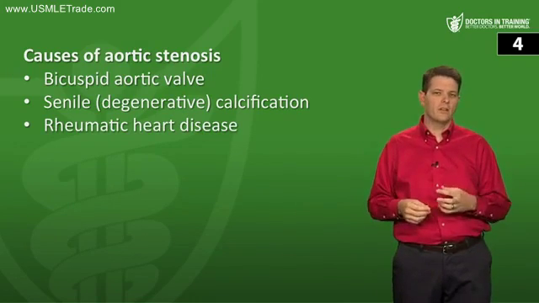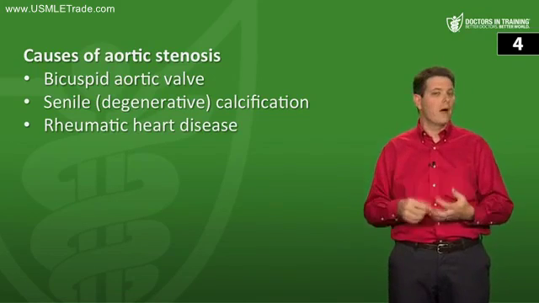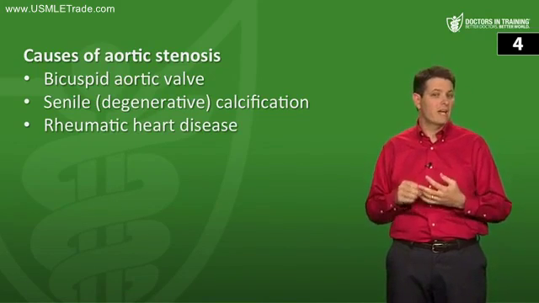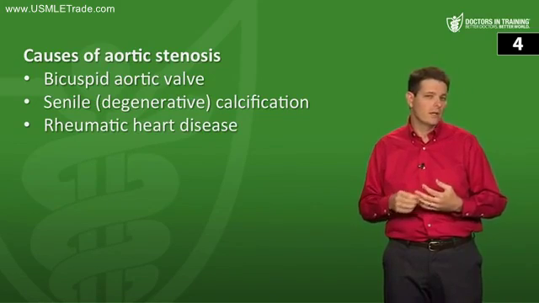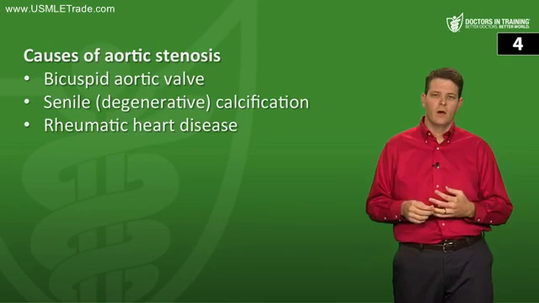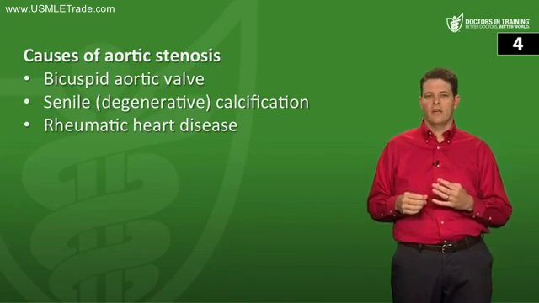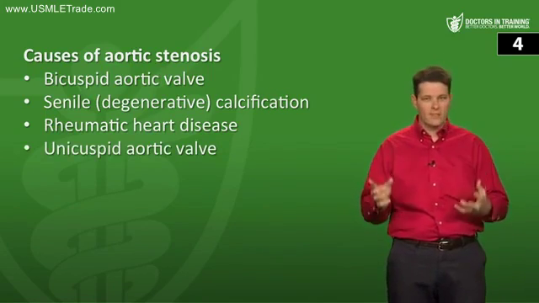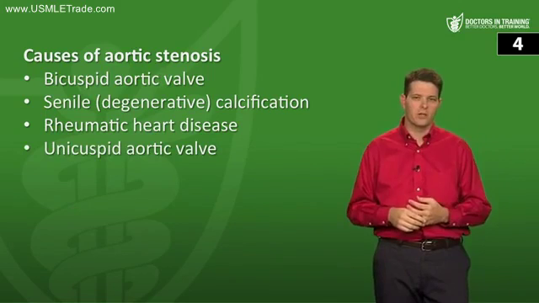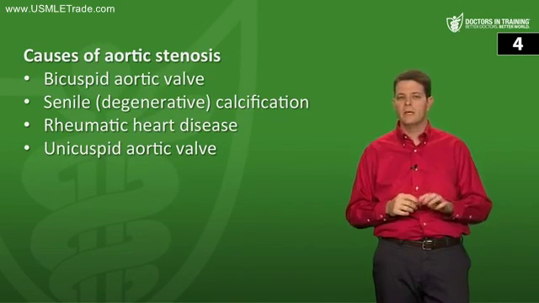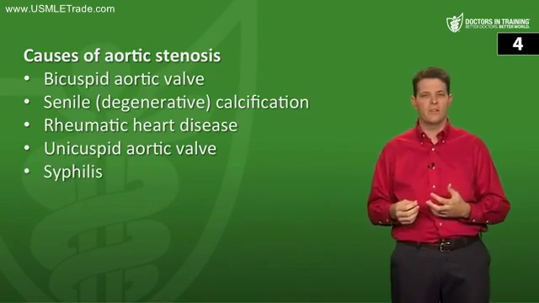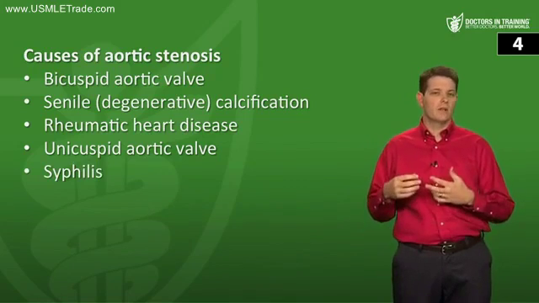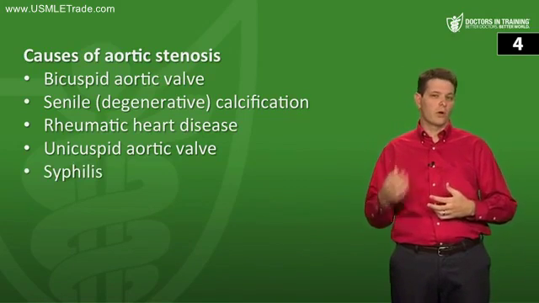So rheumatic heart disease can cause lots of different murmurs, especially mitral valve lesions, but rheumatic fever can damage the aortic valve as well and can lead to aortic stenosis. Another cause of aortic stenosis is that you can have a congenital unicuspid aortic valve, so it just has one leaflet, much less common than any of these other causes we've just mentioned. And then a fifth cause would be syphilis, because again, tertiary syphilis can affect the aortic root and the aortic valve, just like we saw with aortic regurgitation.